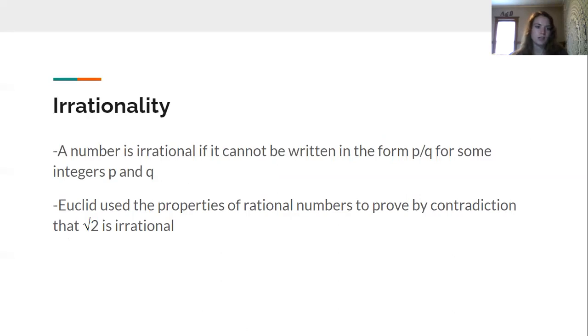So with irrationality, Euclid defines irrationality as a number is irrational if it cannot be written in the form p divided by q for some integers p and q. This means that if a number is rational, then it can be written in the form p divided by q for integers p and q. So Euclid is going to use the properties of rational numbers to prove by contradiction that the square root of 2 is irrational.